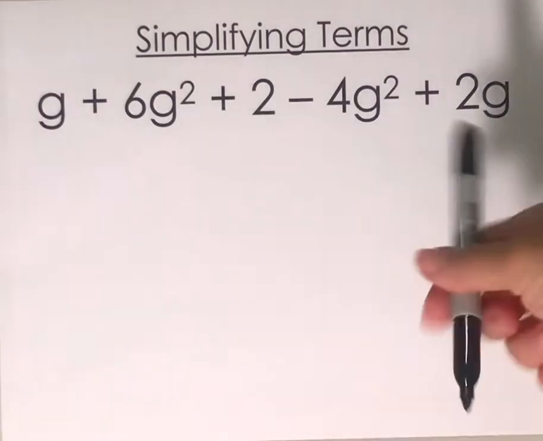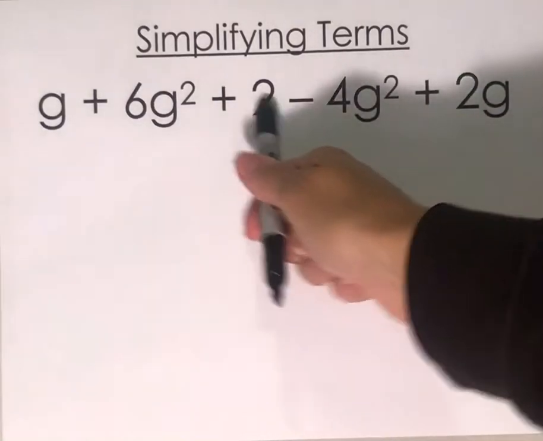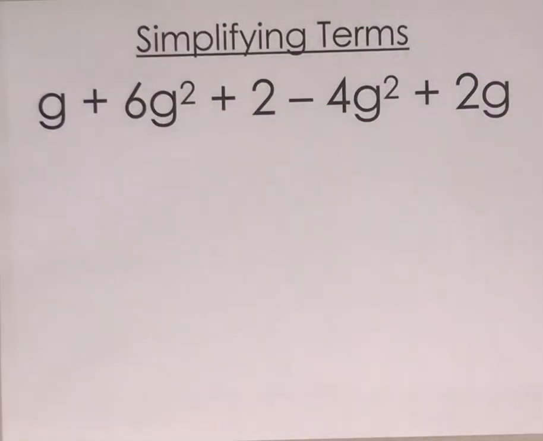So if you look here, we have 1, 2, 3, 4, 5 terms, and we're going to try to reduce that down to less than 5 terms. All right, and the way that we do that is we combine like terms. So we're going to put things together that are similar, and that's how we're going to reduce our terms.